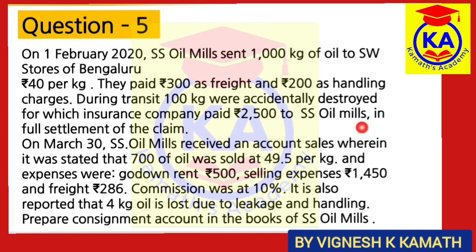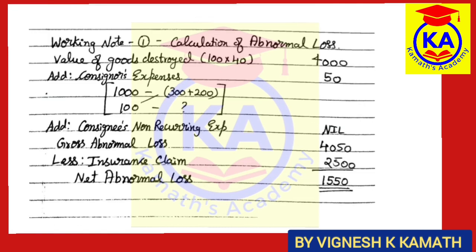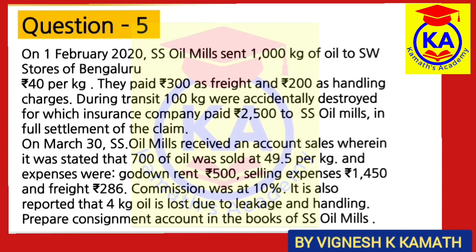Now, the abnormal loss. Abnormal loss is here. During transit, 100 kgs were accidentally destroyed, for which the insurance company paid 2500 to SS Oil Mills. Now we have to value the abnormal loss. Valuation and calculation of abnormal loss. First, we have to write value of goods destroyed. So what is the value? 100 kgs, rupees 40 per kg.